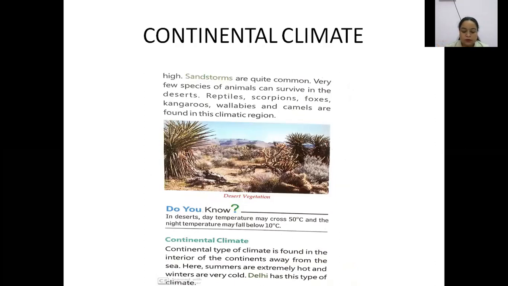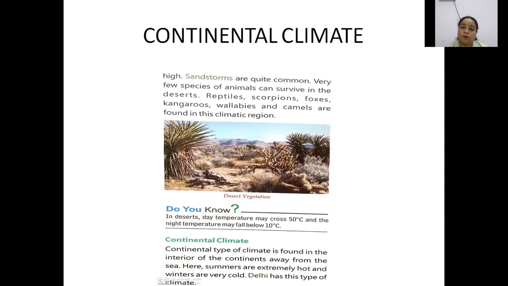Sandstorms are very common because of the heat of the sun and the change in heating. Sandstorms are very common. Very few species of animals can survive because it is a very harsh climate. There is no water.